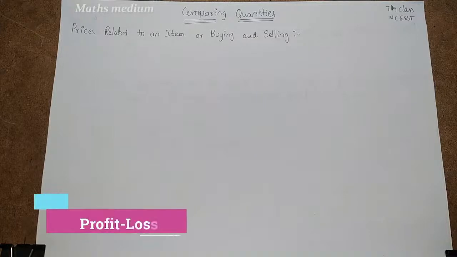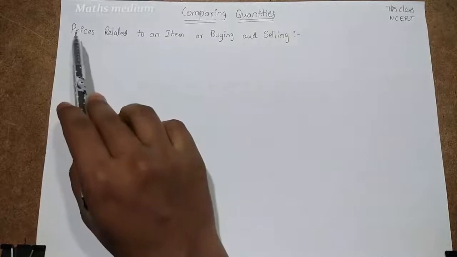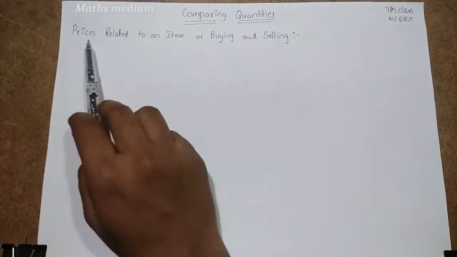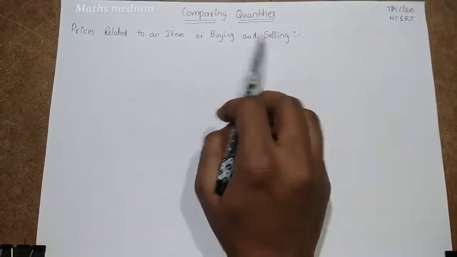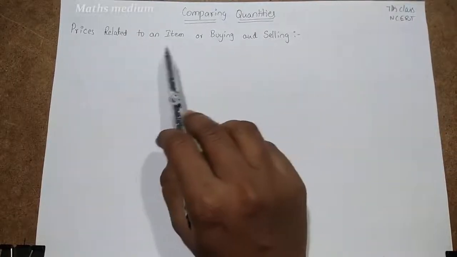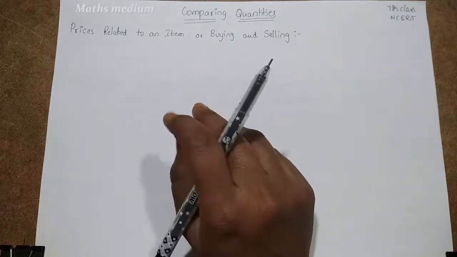Today I came with another topic, that is prices related to an item, or buying and selling, from Comparing Quantities 7th class NCERT. This is the easiest topic in this chapter on comparing quantities. So here, prices related to an item. If you take any item, the prices are related to the item, and buying and selling also. These four relations are what this topic tells us. I will explain through one example, then you will get a better understanding.